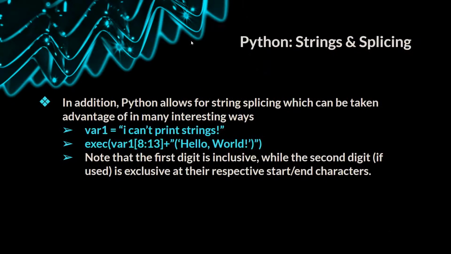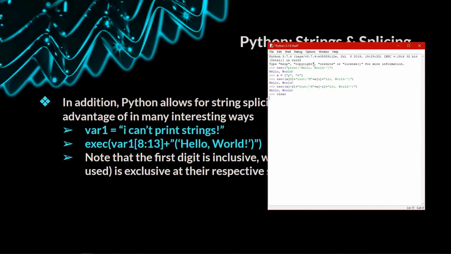Another cool thing about Python strings is that you can actually splice strings, and you can take advantage of this in a lot of interesting ways. Right, I'm not using my terminal, I can't do that. But if I do something like var1 and say "I can't print strings", I now have a variable that has the message I can't print strings. Then we could do execute var, splice it from character 8 to character 13, and follow up with the rest of our hello world statement here.